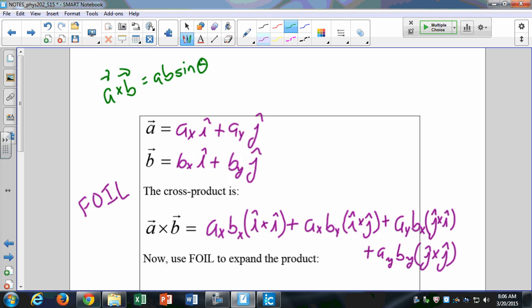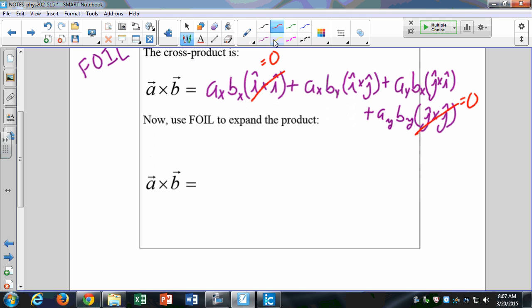So which of these, I cross J, J cross I, or J cross J, which of those pairs of vectors have an angle between them that's equal to 0 degrees? Right, the ones that are in the same direction. So I cross I is equal to 0, and then also what? J cross J is equal to 0.